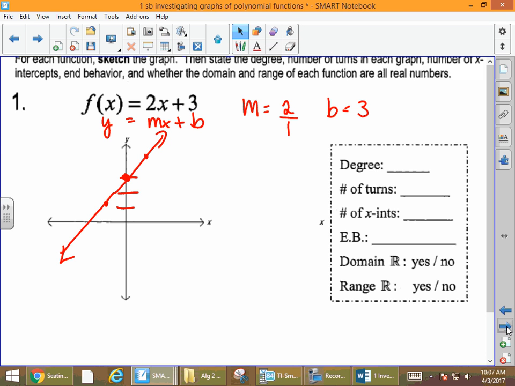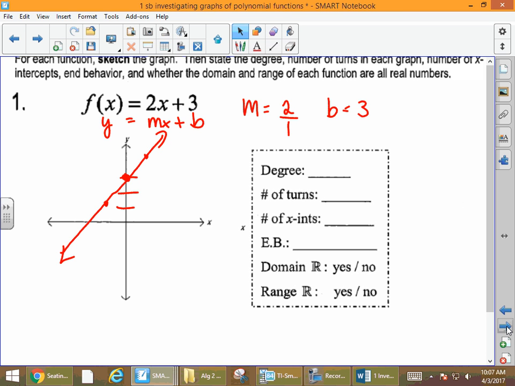The first question is, what's the degree of this function? Remember, the degree is determined by the highest exponent in this equation. What's the exponent on this x right here? Well, it's not written, so it's a 1. So the degree of this function is 1. By the way, I'm getting ahead of myself, but this is going to be a linear function. We just drew a line.